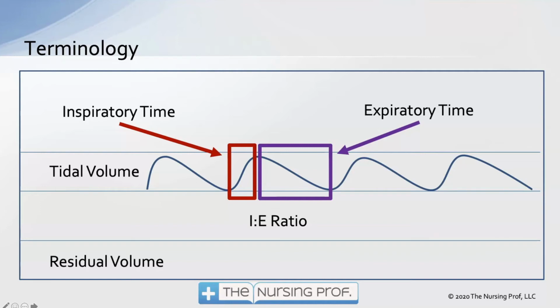Now, if we're setting up a ventilator, we don't want to put another breath on top of that expiration. So that's why it's important that we know what this inspiratory-expiratory ratio is, or that we're setting it if we're setting up a ventilator.